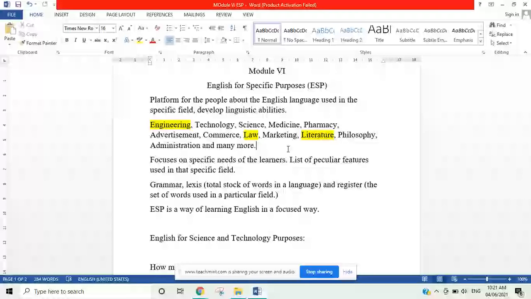So ESP is a way of learning English in a focused way, because you will be given the guidelines of how to use English in only one specific field that you are interested in. There are frequently used words, a set of words that helps us to communicate effectively when we are talking about something related to a particular field. For example, if you want to talk about any metal, you will use a certain set of fixed words that will convey your knowledge about that subject.